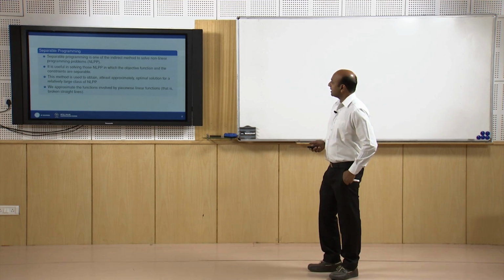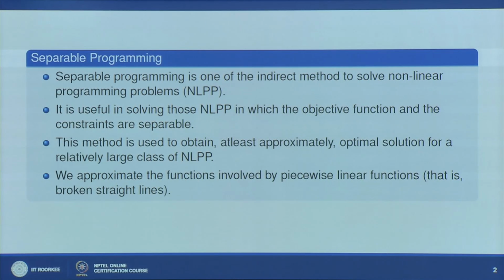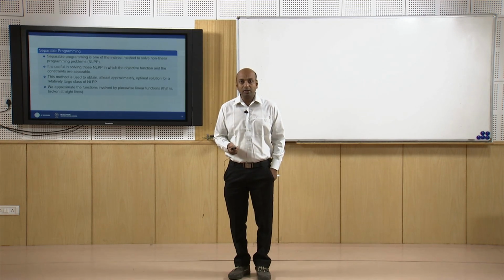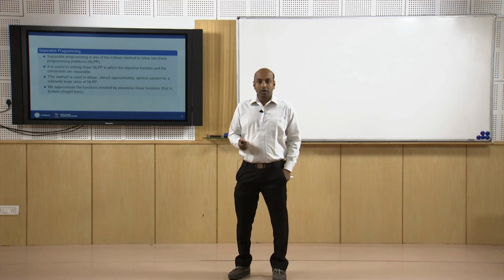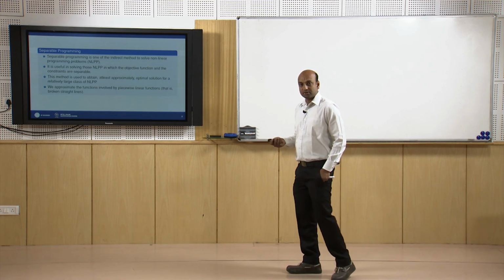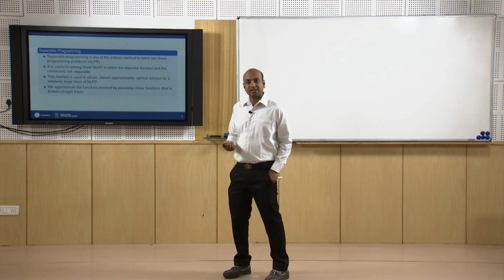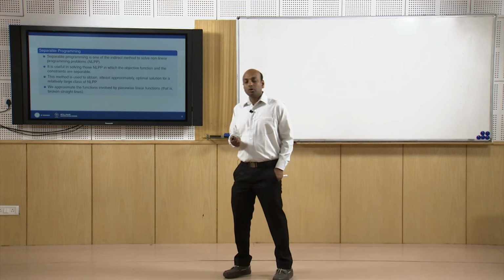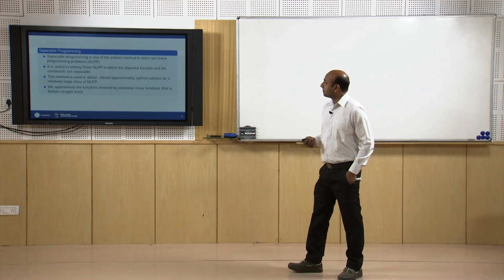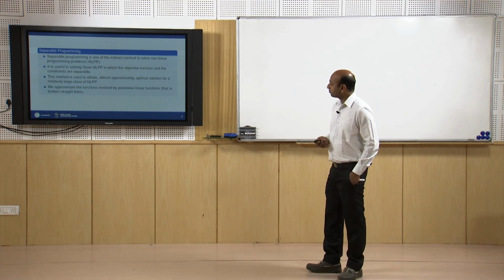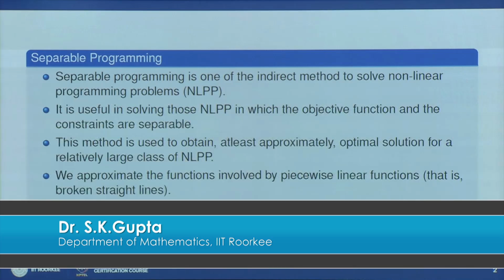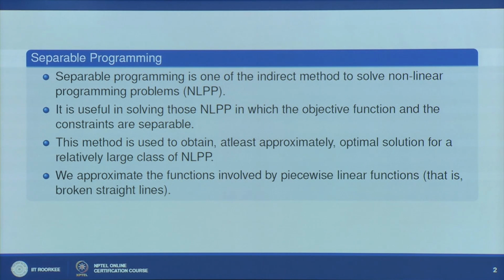So separable programming is one of the indirect methods to solve non-linear programming problems. You see, we do not have any unique method to solve a non-linear programming problem, okay. But if we have a separable problem, where the objective function as well as constraints are separable, what do you mean by separable? We will discuss in this lecture. So we can solve it using separable programming, okay. It is useful in solving those non-linear programming problems in which the objective function and the constraints are separable.